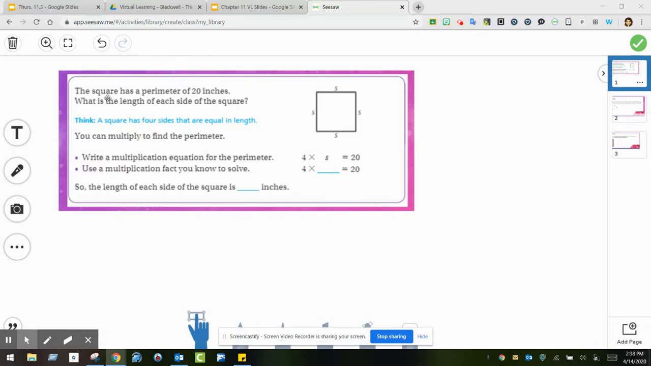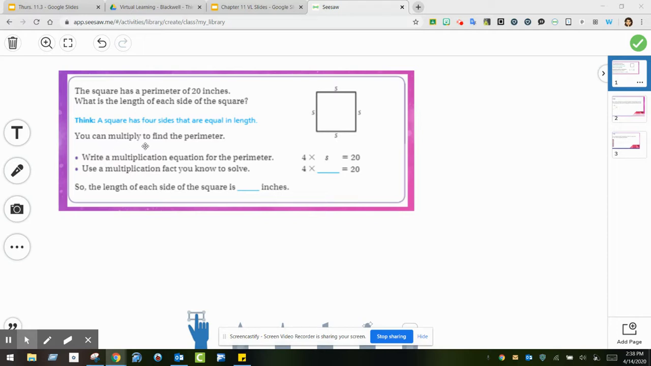So far we know this. The square has a perimeter of 20 inches. What is the length of each side of the square? We know that squares have equal length of sides. So we know that no matter what, since it's a square, the one value we find will be the same on all four sides since a square is even.